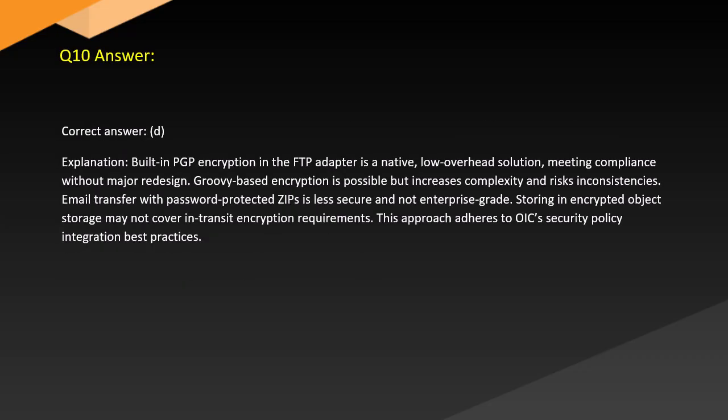Answer. Correct answer: D. Explanation. PGP encryption in the FTP adapter is a native low-overhead solution meeting compliance without major redesign. Groovy-based encryption is possible but increases complexity and risks inconsistencies. Email transfer with password-protected zips is less secure and not enterprise-grade. Storing in encrypted object storage may not cover in-transit encryption requirements. This approach adheres to OAK security policy integration best practices.